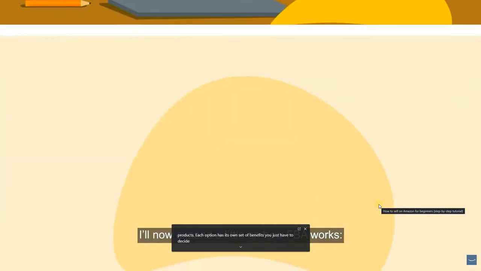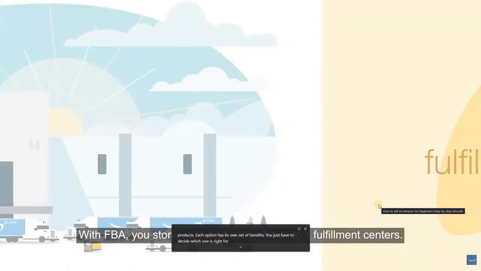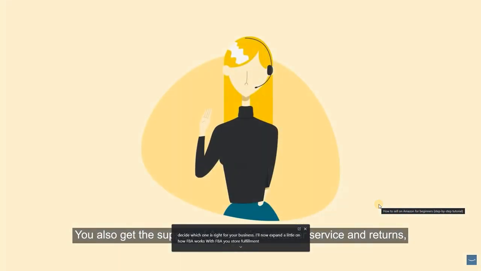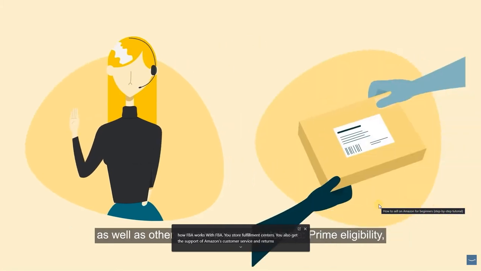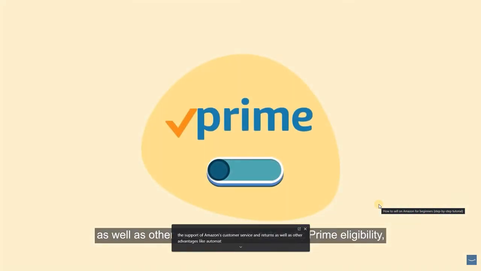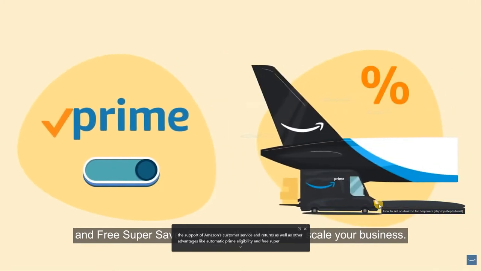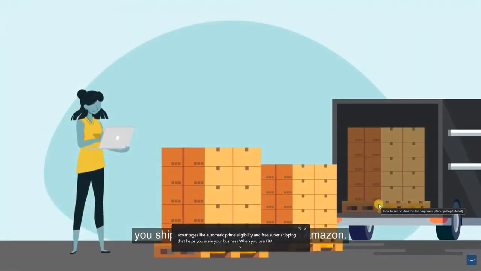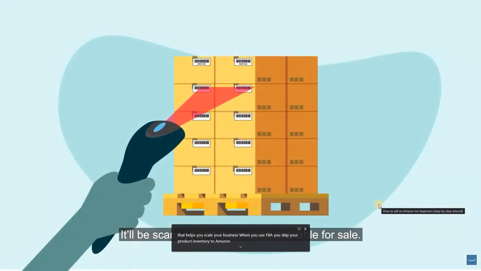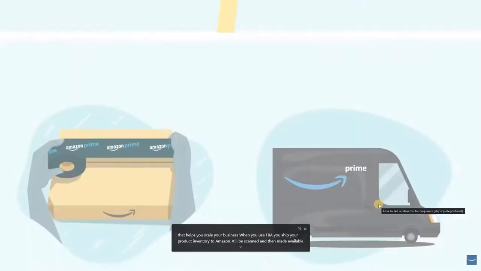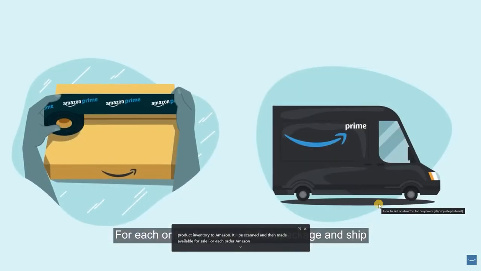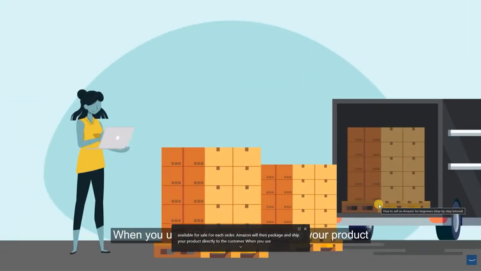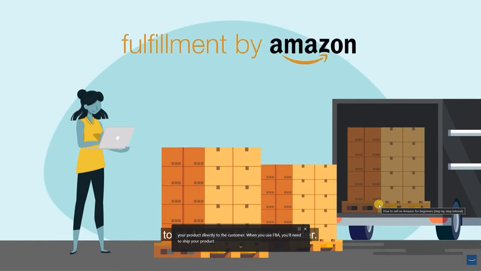I'll now expand a little on how FBA works. With FBA, you store your products in Amazon's fulfillment centers. You also get the support of Amazon's customer service and returns, as well as other advantages like automatic Prime eligibility and free Super Saver shipping that helps you scale your business. When you use FBA, you ship your product inventory to Amazon. It'll be scanned and then made available for sale. For each order, Amazon will then package and ship your product directly to the customer. When you use FBA, you'll need to ship your product to an Amazon fulfillment center.